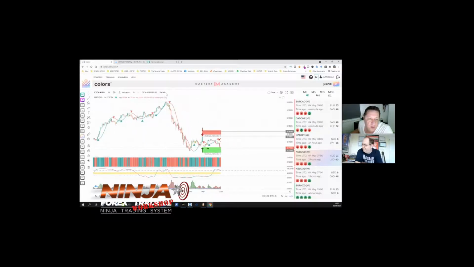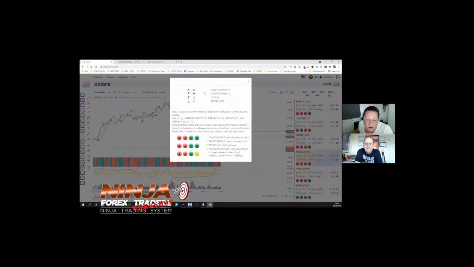The way it works, there's a little details panel here. I won't go through every single thing, but we've got 4 types of confirmation arrows, red or green. Green is up, red is down. And then, as you can see on the right of the screen, we have 4 different circles. Each one represents something like a trend direction, the volume, or the volatility.